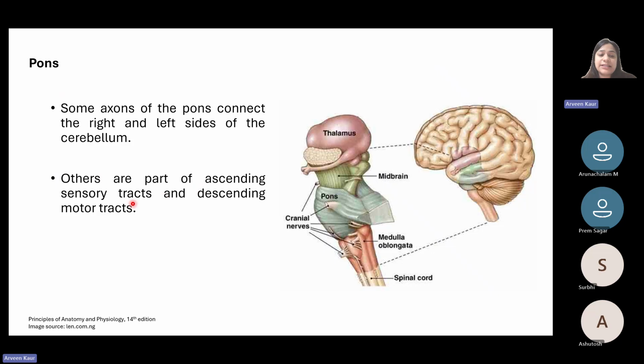Others are part of ascending sensory tracts and descending motor tracts.